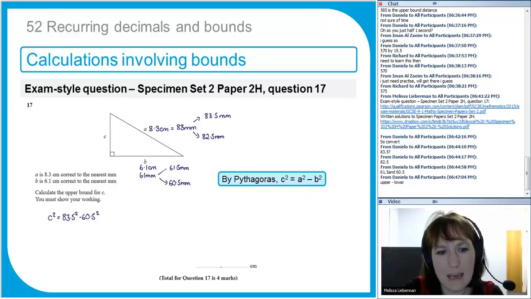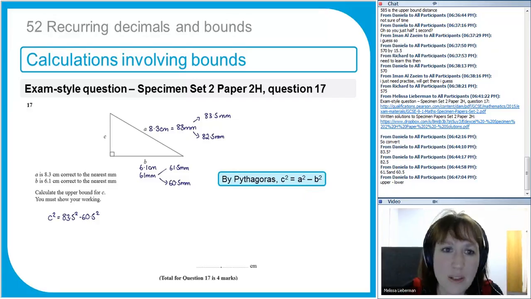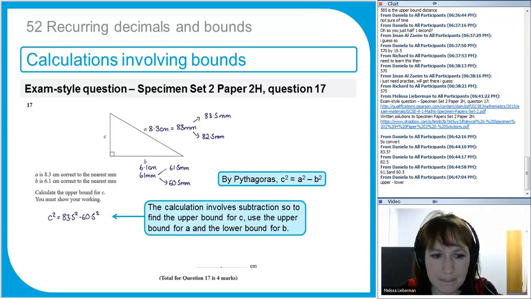So there's our values. We've put in the upper bound, subtract the lower bound, and these are all squared because it's Pythagoras' theorem, and the rest is quite easy. Once you've figured that out, you just work through the numbers. You've got your calculator. This is a calculator paper. So put the numbers in and work them out with your calculator.